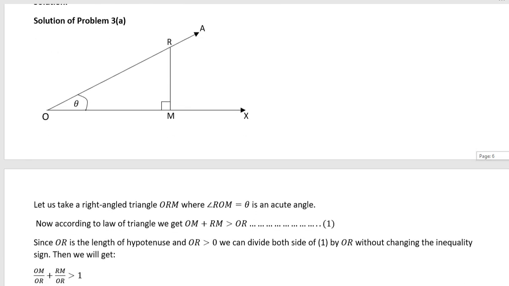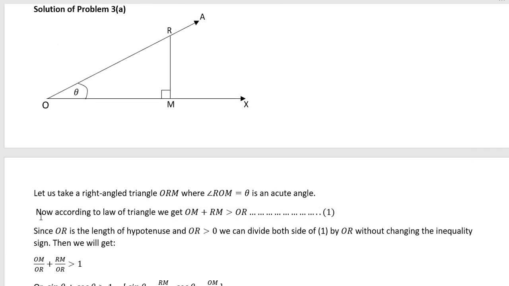Now you can see that I have started here. Let us take a right angle triangle ORM, where angle ROM is theta, an acute angle. Now, according to the triangle law, OM plus RM is greater than OR, because OR is the greatest side, or OR is the hypotenuse. Since OR is the length of the hypotenuse, OR is greater than 0.